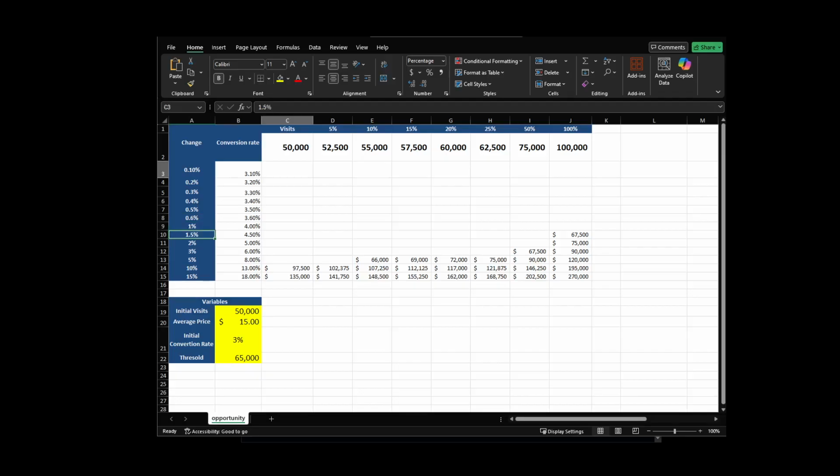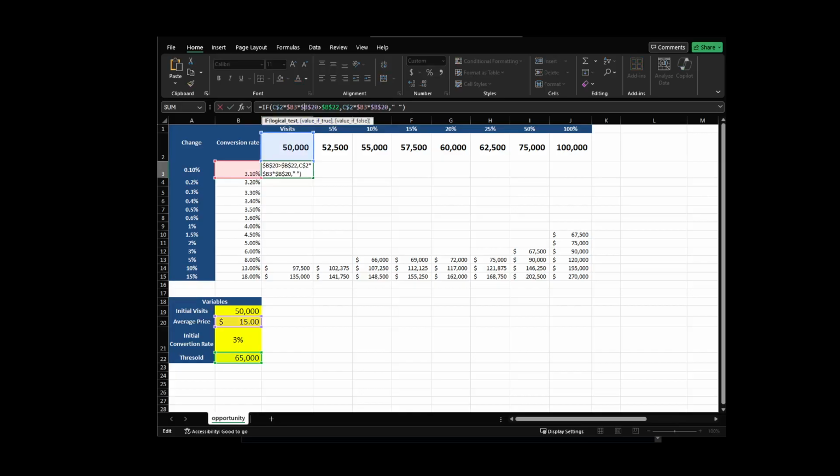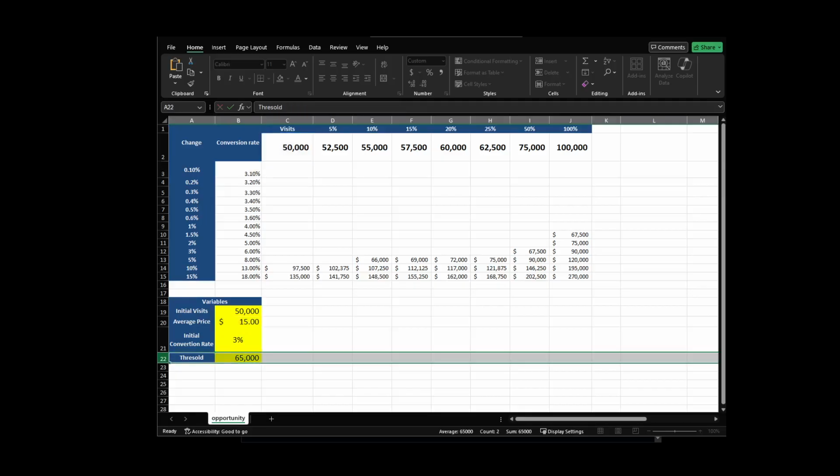And in the center, the table, we can see an IF that checks whether the formula has reached the limit or not. We create the under-the-threshold line, that is row 22.